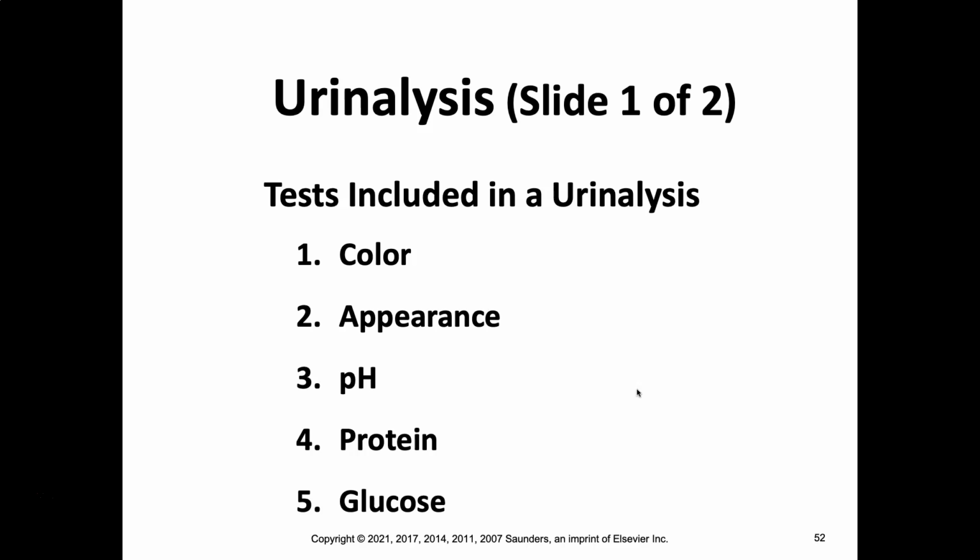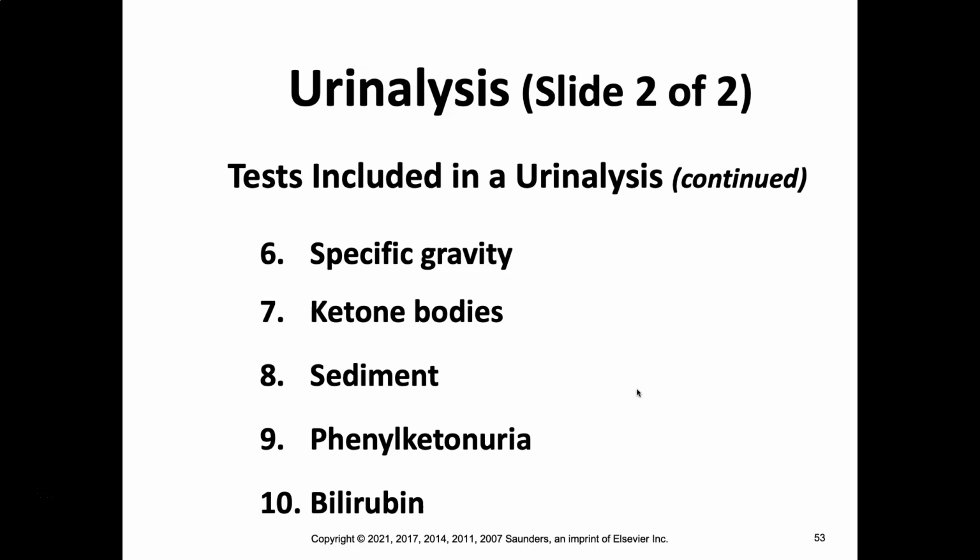So what do we do when we test urine? What are we looking for? We're looking at the color because that tells you something, whether it's very pale or very dark. Appearance, is it thick and kind of sludgy, or is it very thin and pale? What is the pH level? Is it too acidic, too basic? How much protein is in the urine? How much glucose is in the urine? The specific gravity. Are there ketone bodies in there? Is there sediment? Phenylketonuria, bilirubin.